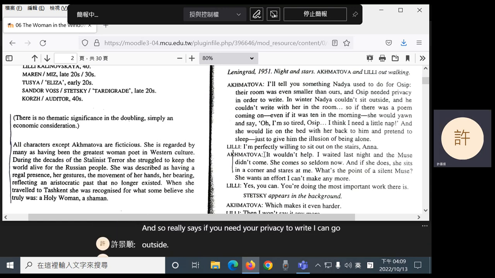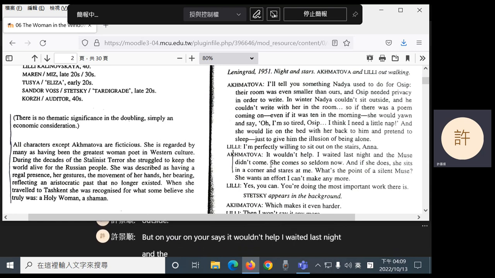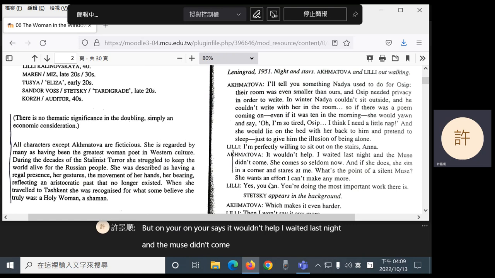But Anna says, it wouldn't help. I waited last night and the muse didn't come. 缪斯没有来. She didn't have inspiration. She comes so seldom now. And if she does, she sits in a corner and stares at me. What's the point of a silent muse? She wants an effort I can't make anymore.